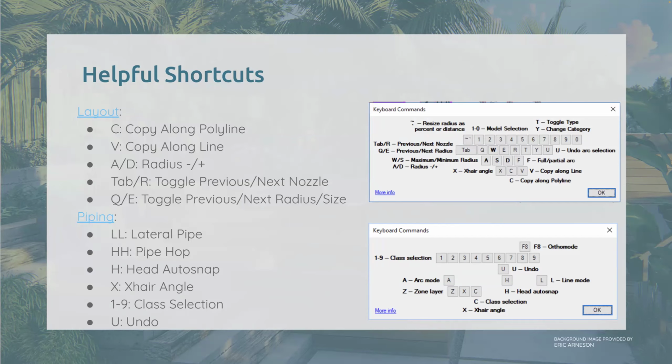X-hair angle is a fun one. It'll set the angle of your pipe for whichever angle you select in the drawing. Head auto snap is a super quick and super awesome one, and makes your drawing super quick to do the piping. It won't require you to click. Instead, you're just going to be dragging the pipe over the top of heads, and it'll automatically connect to that head that you draw over.